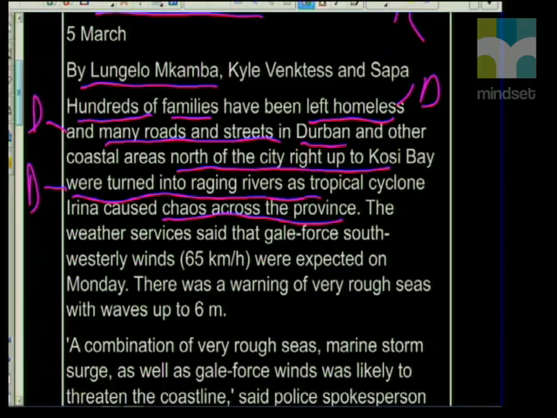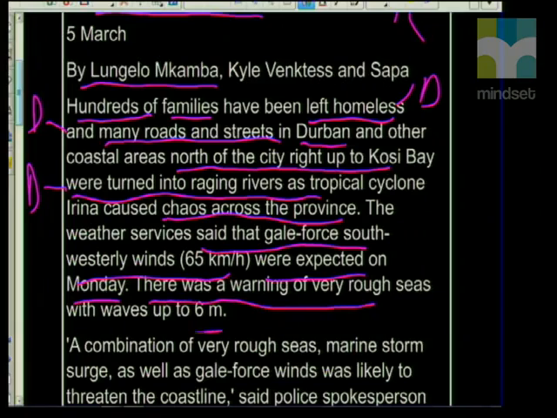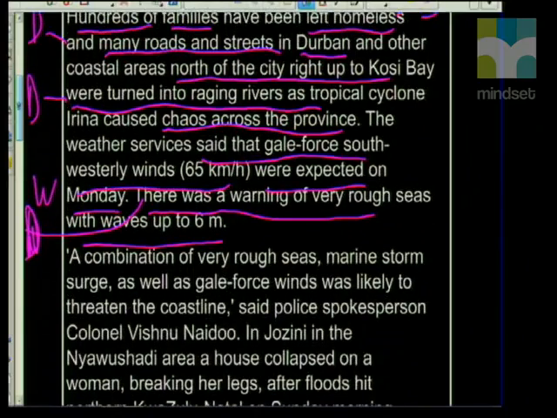The weather services said gale force southwesterly winds of 65 kilometers per hour were expected on Monday. There was a strong warning of very rough seas. This I wouldn't put as destruction, it's a warning. It was a combination of rough seas, marine storm surge, as well as gale force winds, massive destruction, and it threatened the coastline, a police spokesman said.